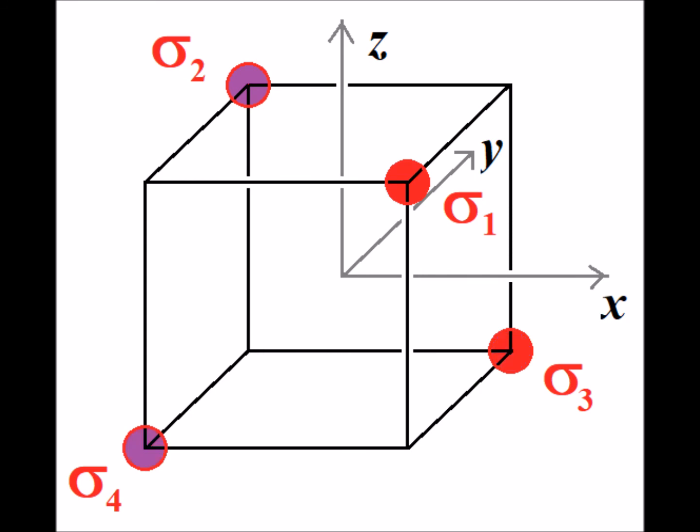Here is the second of the T2 molecular orbitals, sigma 1 minus sigma 2 plus sigma 3 minus sigma 4, again showing by filling in red the positive phase and with a purple filling the negative phase. The third and final T2 molecular orbital is shown here, sigma 1 plus sigma 2 minus sigma 3 plus sigma 4.